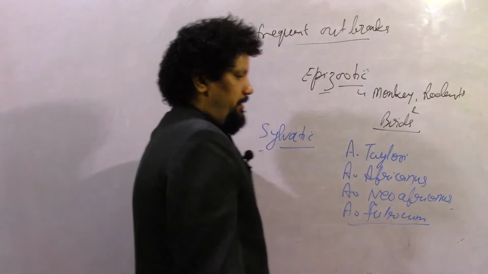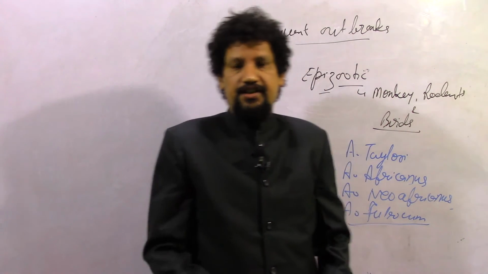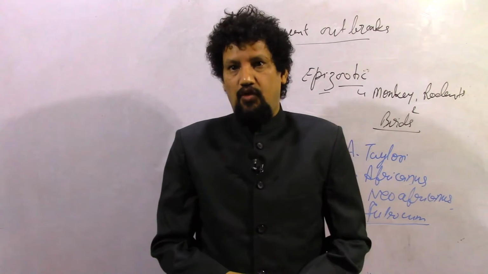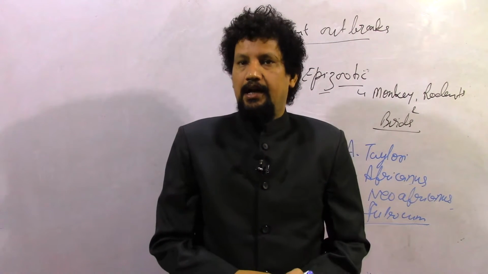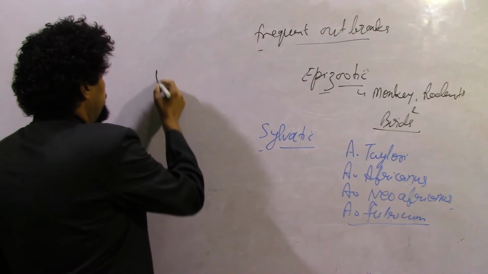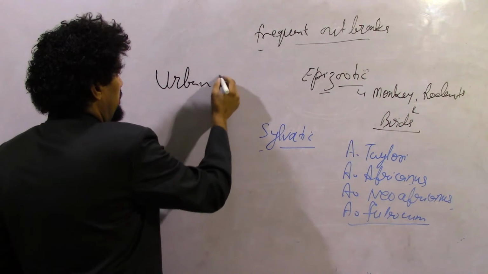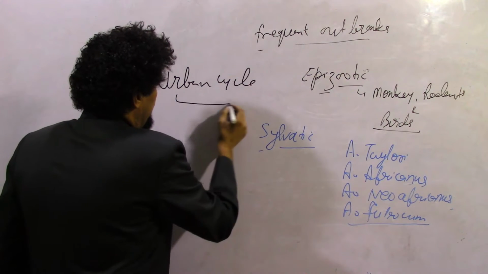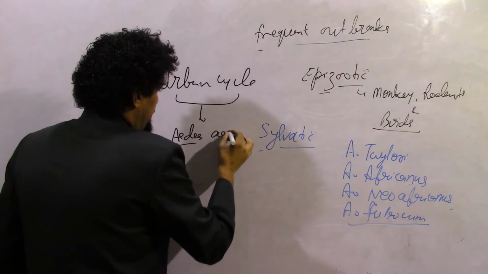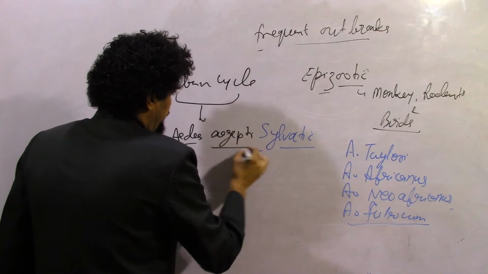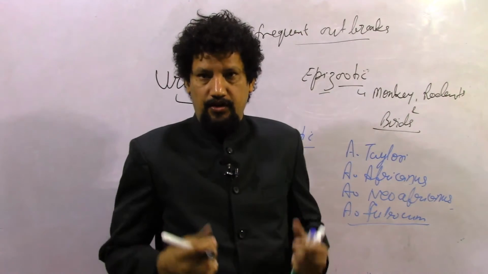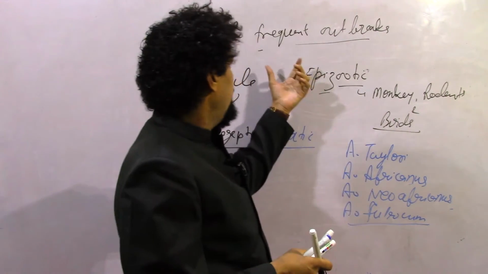But in Asian countries and in the Indian subcontinent, the virus is maintained by the urban cycle. In the urban cycle, the virus is maintained by the Aedes aegypti mosquito, and human beings are the main reservoir of the chikungunya virus.